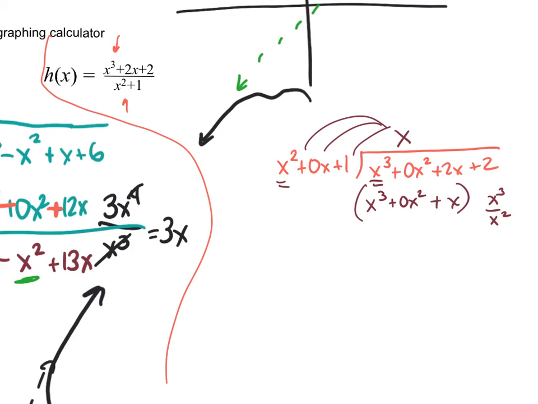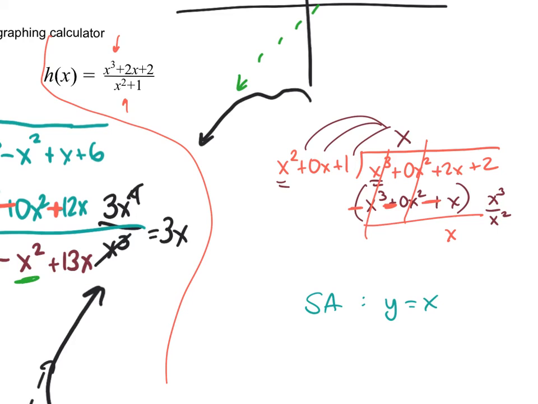Then I have to subtract, so I have to change the signs. These were all positive, so they all become negative. So x cubed minus x cubed goes away. There's 0x squared. This becomes x. But I can't divide x by x squared because it's already smaller. So again, this one's pretty straightforward. The slant asymptote is just y equals x.